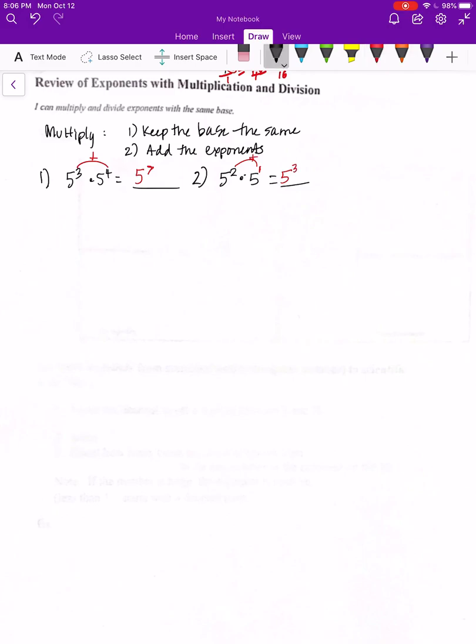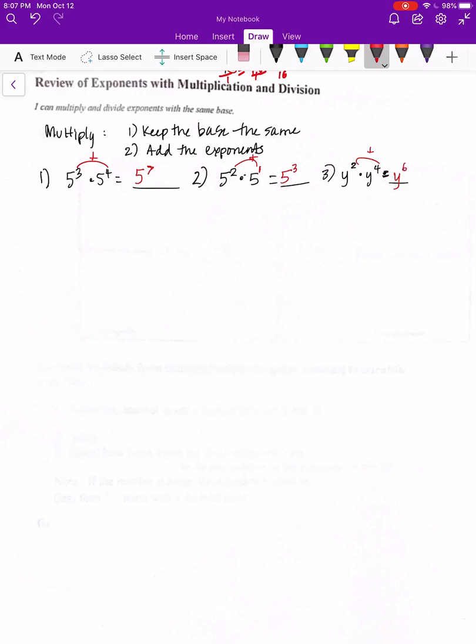Okay. Now, it's not just for numbers. It's also for variables. So how about y to the second times y to the fourth? Keep the base the same, which is y. Add the exponents, 4 plus 2. 4 plus 2 is 6.